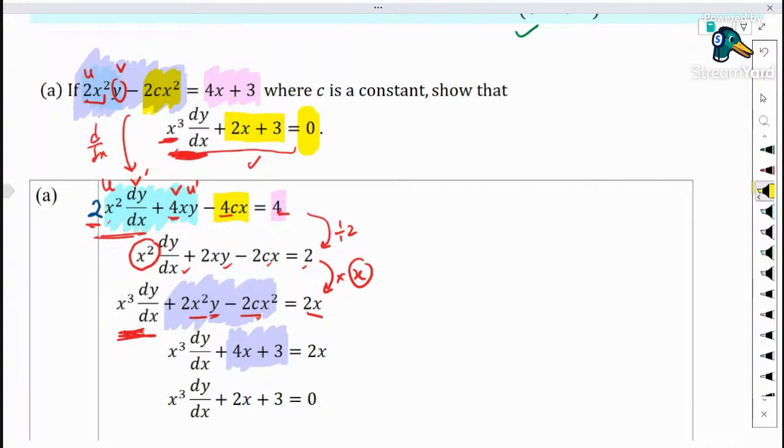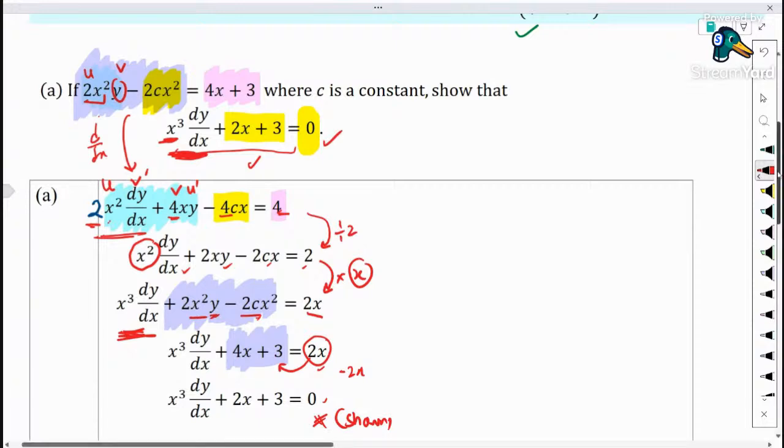So therefore, you find out that if I have this term here rearranged to the other side, or in other words, I minus 2x on both sides of this equation, therefore I have achieved the equation that I want to prove. I have shown. There goes the answer.